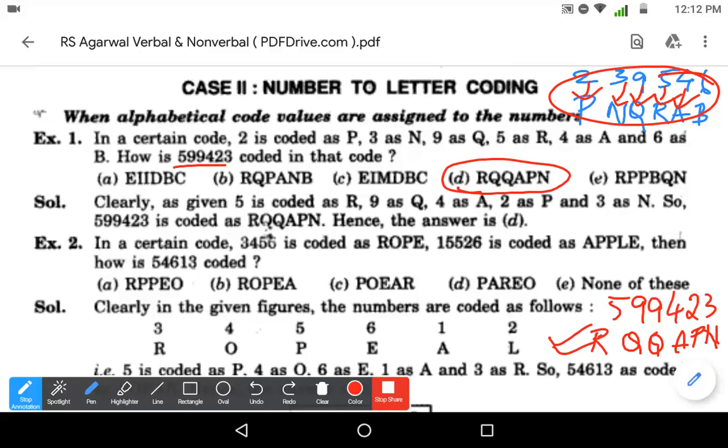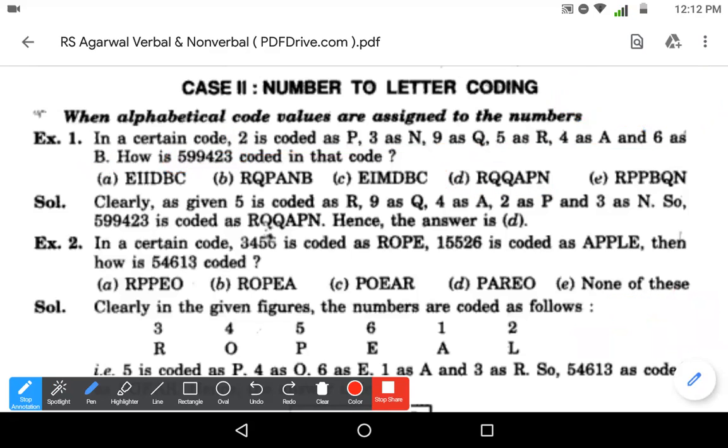So this is number to letter coding. Whatever is given in the first part of the question, that will always be the rule which we have to analyze. Once we analyze the rule, we have to use the same rule to solve the question that is being asked in the problem. Okay, so that is your first question under number to letter coding.